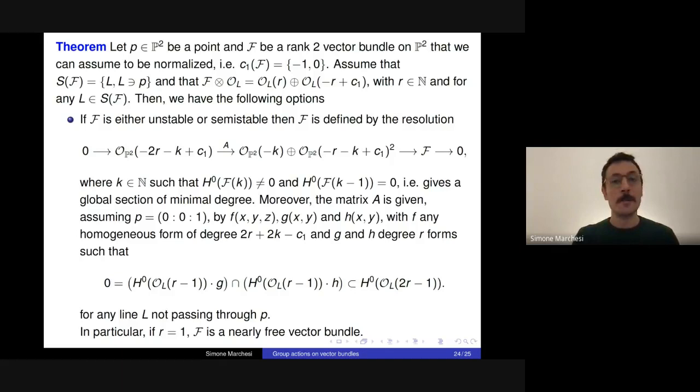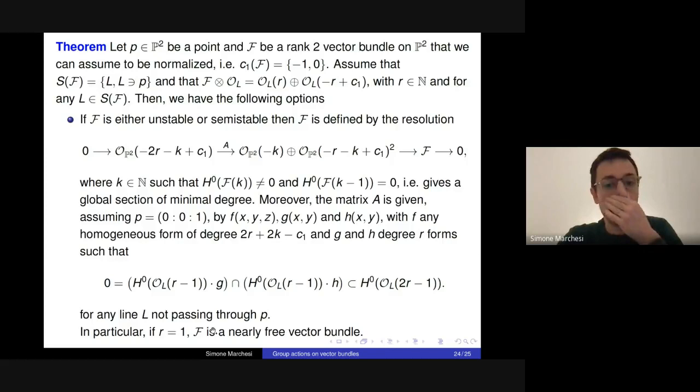But nevertheless, if we have a rank two vector bundle on P2, normalized, which has all the jumping lines that pass through a point, but now we suppose that the jump can be higher than the order of the jump. It's the same for all the lines, but of higher order. Then if it's unstable or semi-stable, then it has this resolution. And in the case of R equal to one, this is given by this nearly free vector bundle as before.